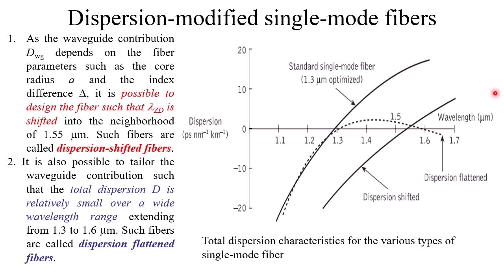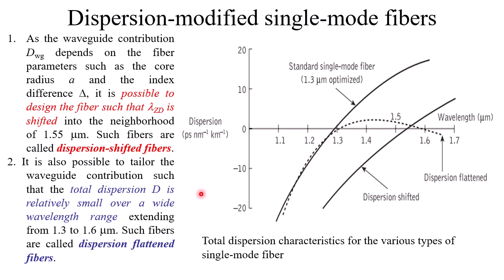Dispersion modified single mode fibers. As the waveguide contribution D_WG depends on the fiber parameters such as the core radius a and the index difference delta, it is possible to design the fiber such that the zero dispersion wavelength is shifted into the neighborhood of 1.55 micrometer. Such fibers are called dispersion shifted fibers.